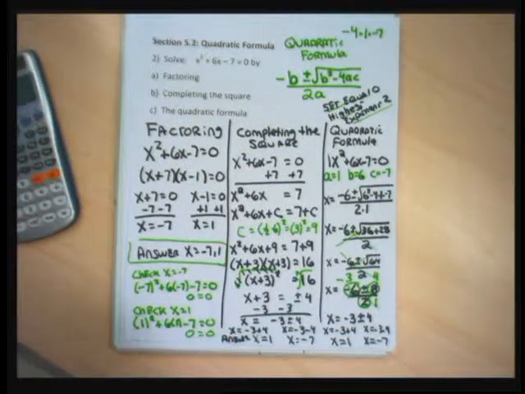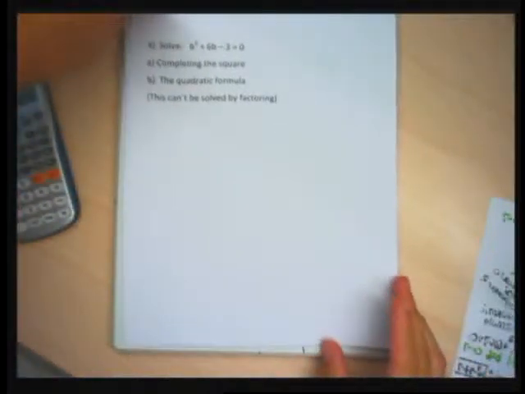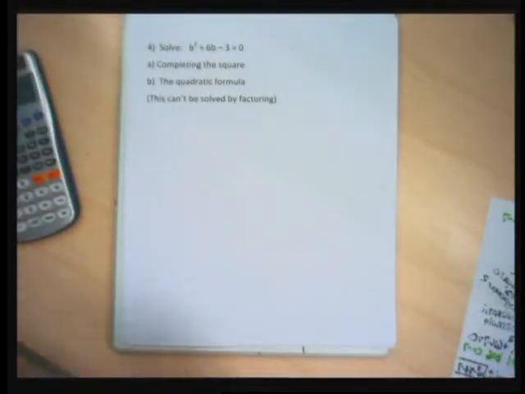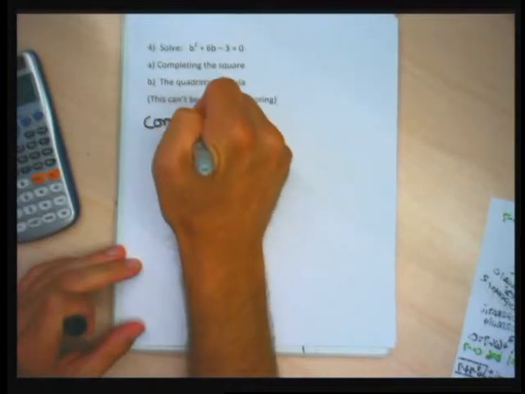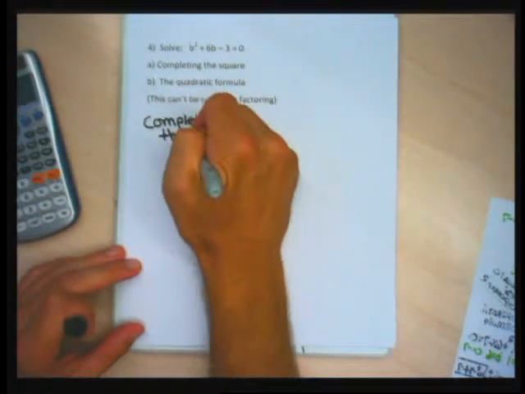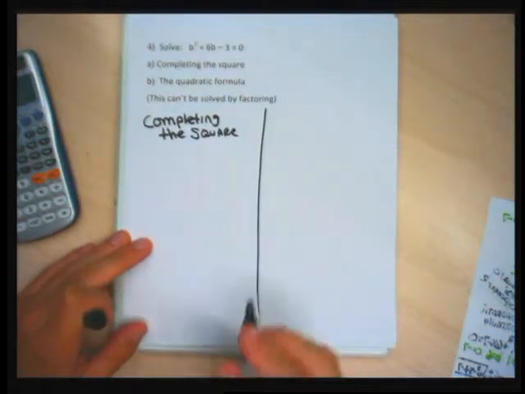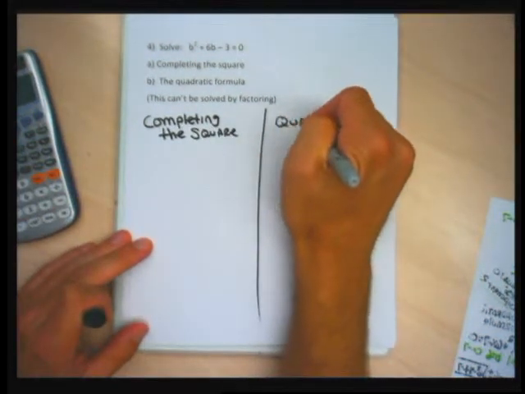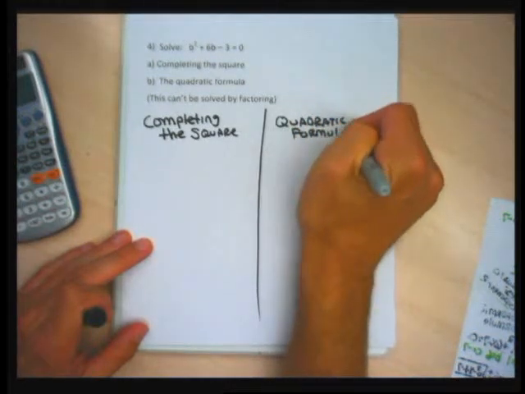Okay, so like I said, not all problems can be solved by factoring, and that's the case with problem 4. Problem 4 is prime. You can't solve it by factoring, but both the method of completing the square, the C method, and the quadratic formula can be used to solve problems where the highest exponent is 2, whether they factor or not.